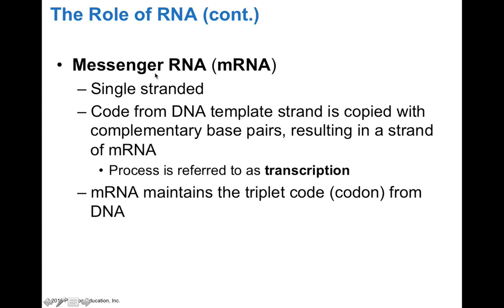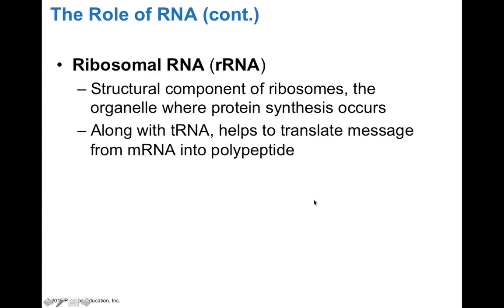Now, messenger RNA is a single-stranded RNA molecule. It's coded from the DNA template, and it's copied complementary to the base pairs of DNA. So messenger RNA is a copy of the DNA gene, and this process is referred to as transcription, where DNA is copied into the mRNA template. Now, mRNA maintains this triplet code, or codon, from DNA, and each triplet code encodes for a specific type of amino acid.